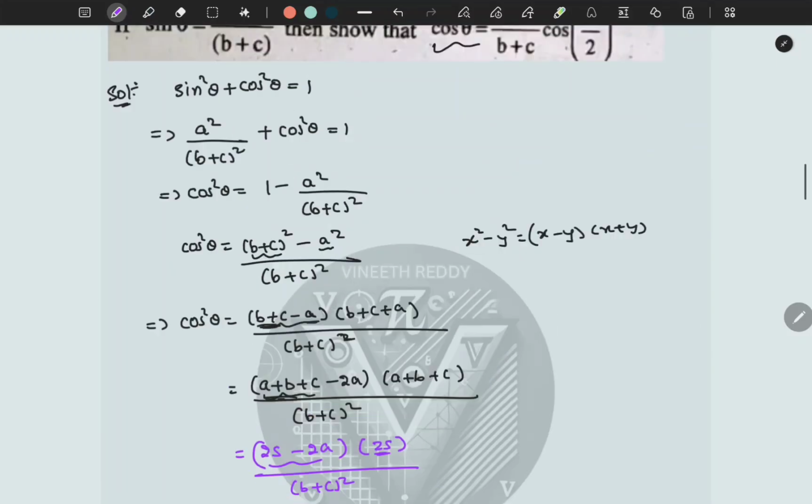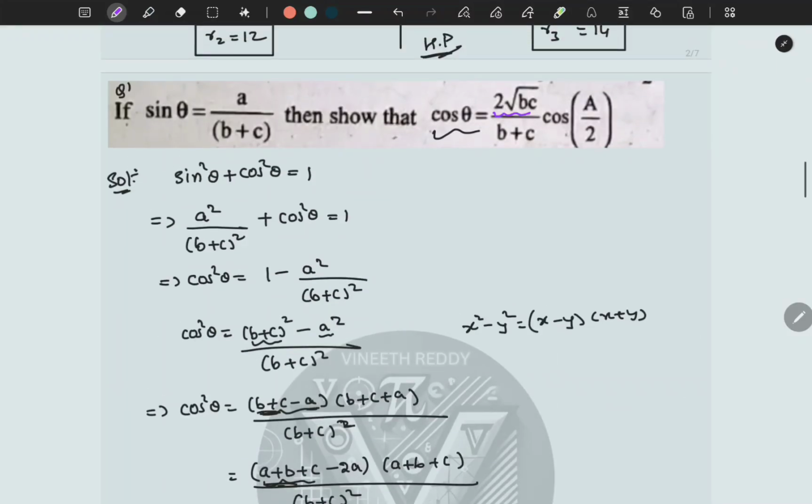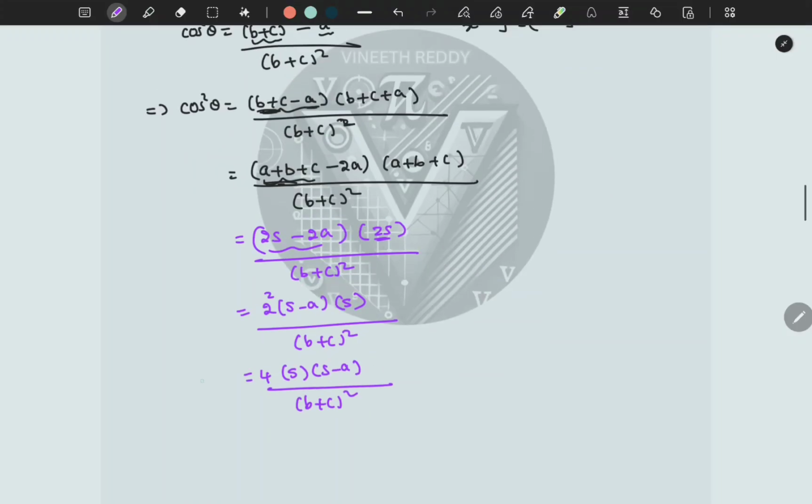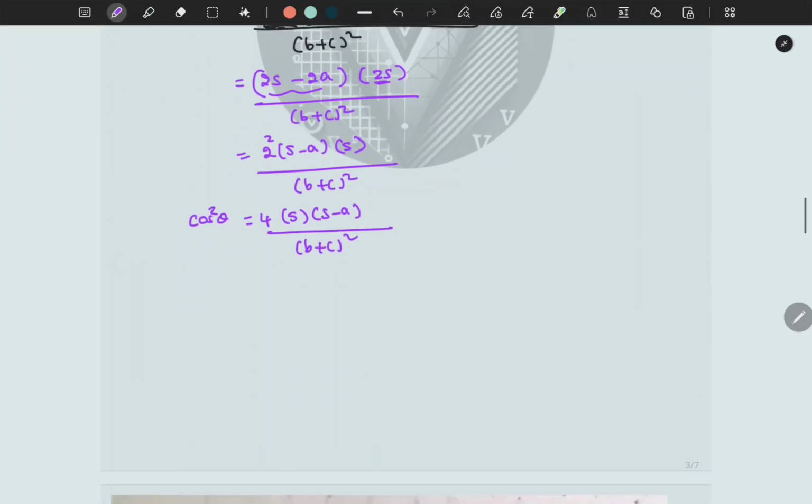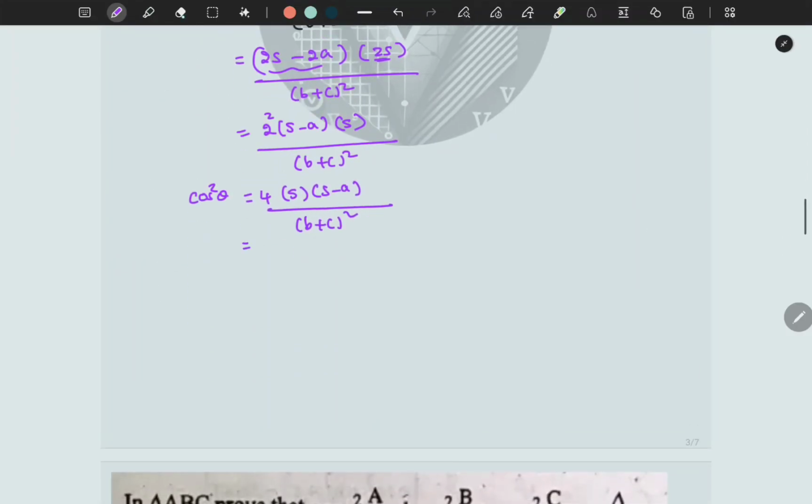So dear students, we'll do one thing. If you see the right hand side, we need 2 root bc, and if I take square root on both sides, we have cos square theta. If I take square root on both sides, I'll be getting cos theta is equal to 2 under root s into s minus a by b plus c. We want b plus c here and we want cos A by 2 here, right? Now think about it. How do we get root bc here? Yeah. So we have to correct. We have to multiply and divide with bc. So you can write this as 4 into s minus a divided by bc into bc divided by b plus c whole square. Now this is cos square theta.